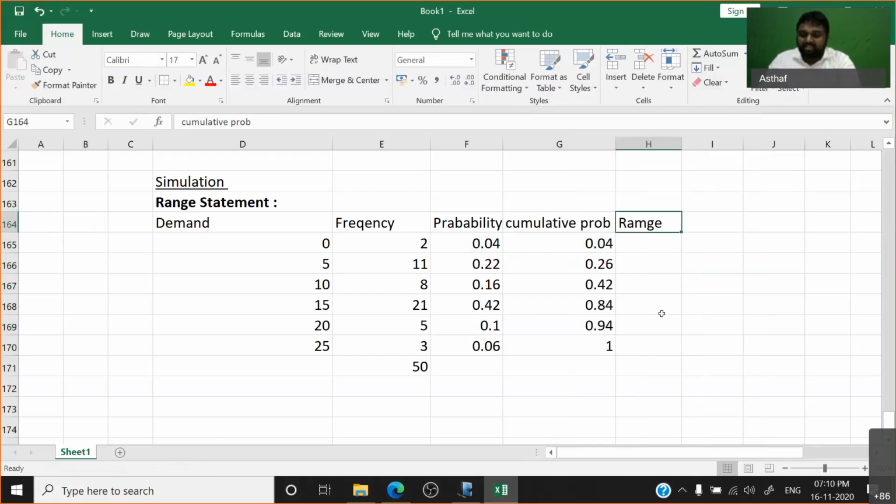See, what is the range? Range is very simple. We are following 2-digit range, that is 0 to 99 number. See, we have to allocate 0 to 99 number based on the probability. So 0.4 now we have to allocate 4 number. 22 now we have to allocate 22 number. 16 now we have to allocate 16 number. So there will be an order.